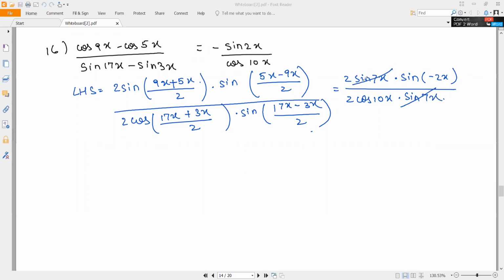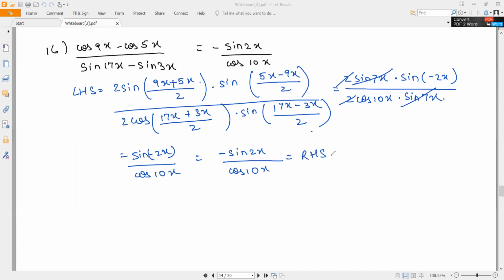So the sine 7x gets cancelled with sine 7x, 2 gets cancelled with 2. You're left with sine minus 2x whole upon cos 10x. Sine minus theta is minus sine theta, so it is minus sine 2x upon cos 10x, which will give you the RHS. Hence proved. Next.